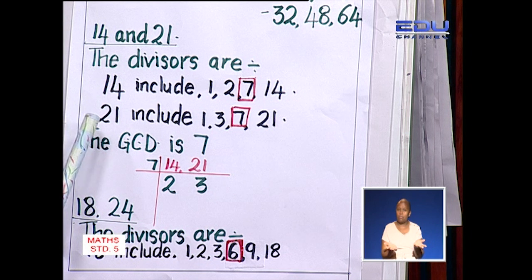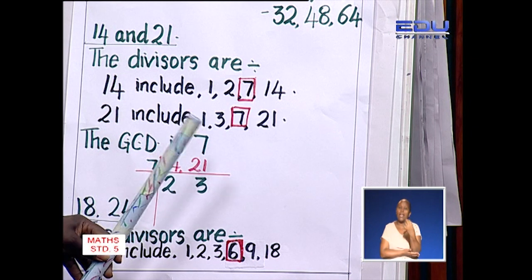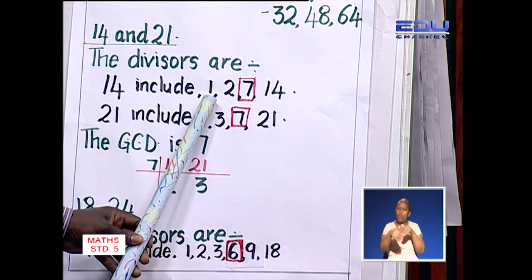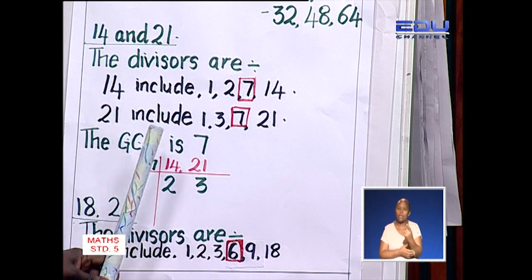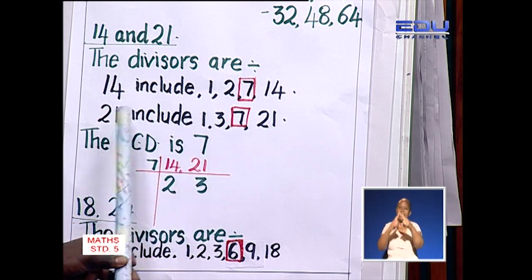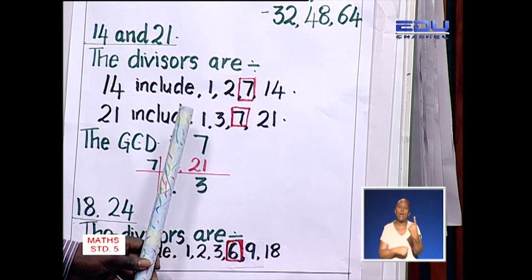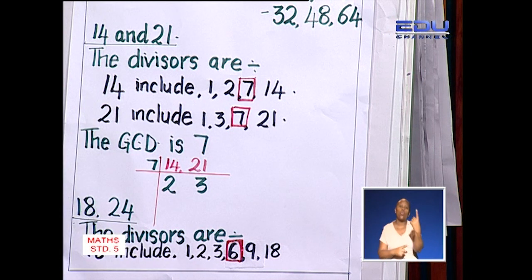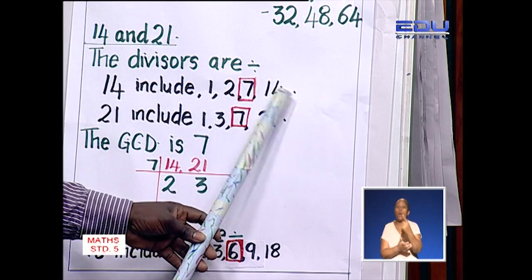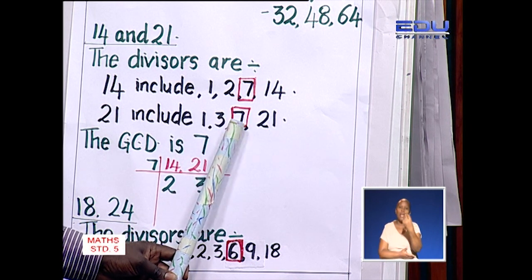Now, the divisors of 21 include 1, 3, 7, and 21. Following the example that we have said, 1 times 21 will give us 21, 3 times 7 will give us 21, 7 times 3 will give us 21, and 21 times 1 will give us 21. So the divisors of 14 are 1, 2, 7, and 14, and the divisors of 21 are 1, 3, 7, and 21.